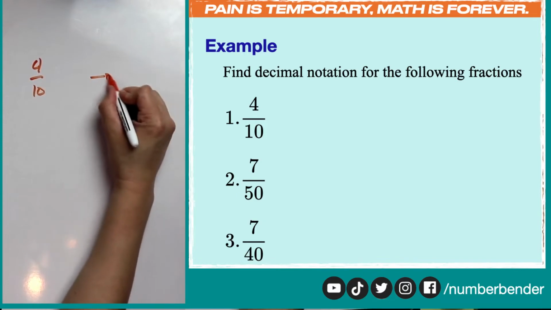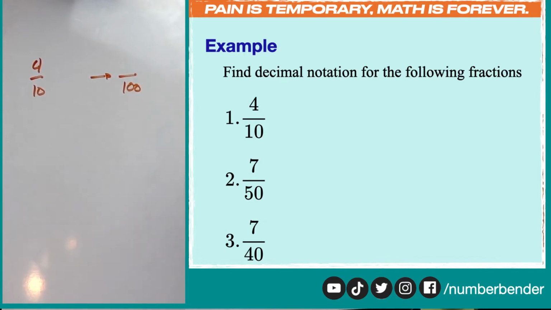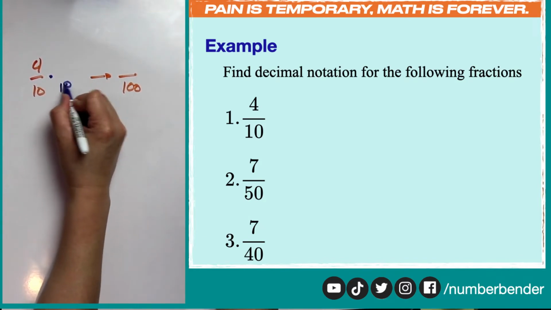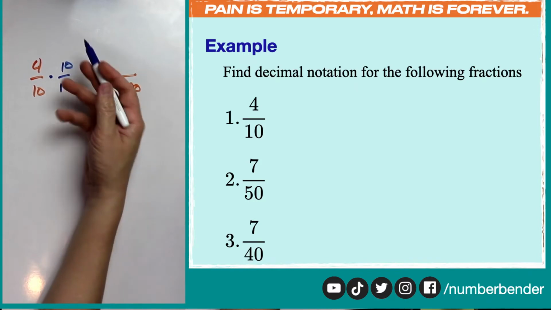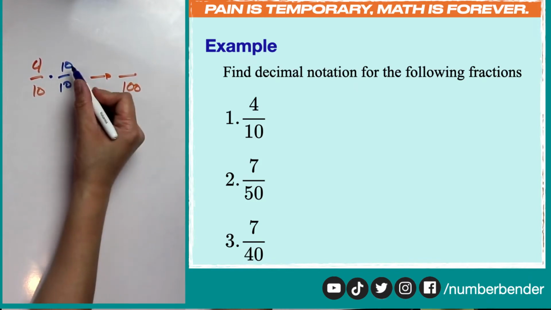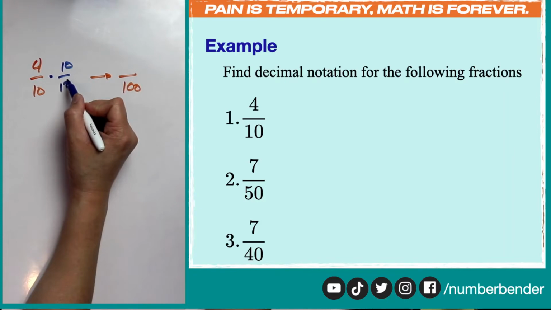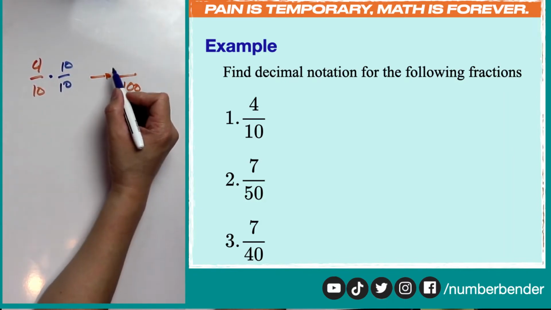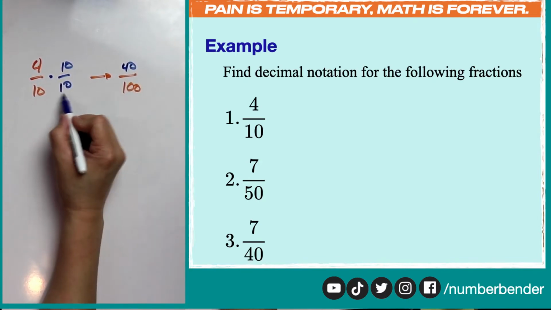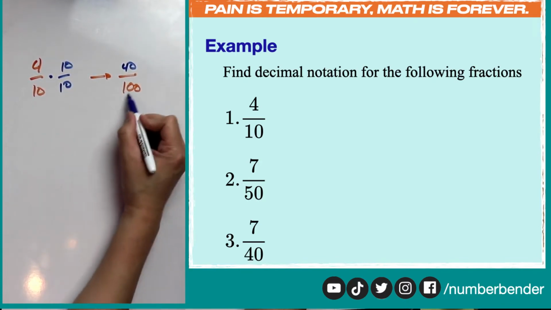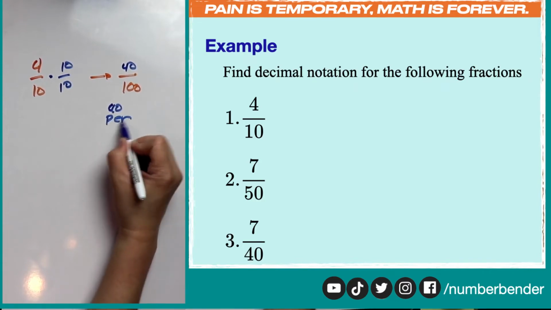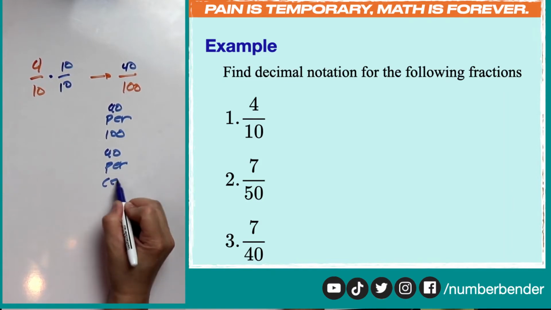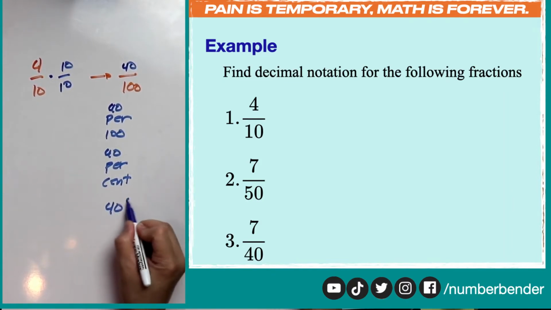Can we change this into something over 100? Yes, we can, by multiplying 10 by 10, and of course, we need to multiply the numerator by 10 as well, so that we are multiplying 4 over 10 by 10 over 10. So 4 times 10 is 40, and 10 times 10 is 100. Now we have 40 per 100, or 40 percent, or simply 40%.